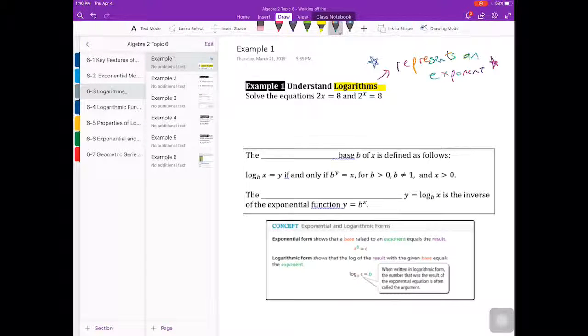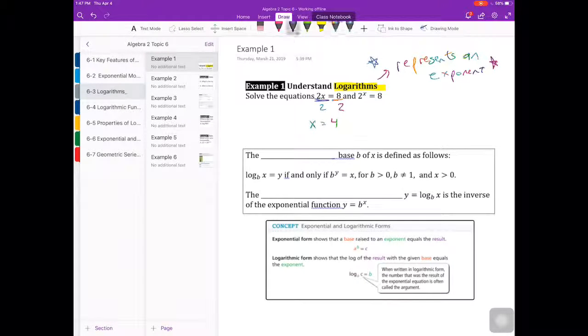So if I solve this equation, this is an easy one, 2x equals 8. We're going to divide both sides by 2, and x equals 4. Or if you were thinking in your mind, what times 2 gives me 8? Well, that's pretty easy. 2 times 4 is 8.